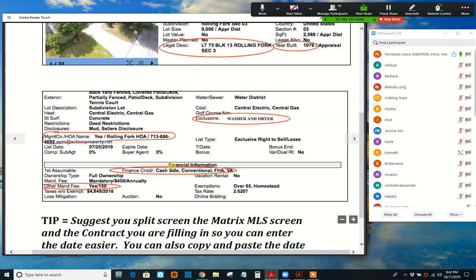Also, what's really important, and what new agents sometimes forget to look at, is the financial information. So let's say you're working with a buyer who has a VA loan. If the financing considered, which is what CNSDR means, doesn't include VA, I think before you show the house, especially if it's really important to the buyers that they use a VA loan, you should contact the listing agent to ensure that the seller will accept a VA loan.